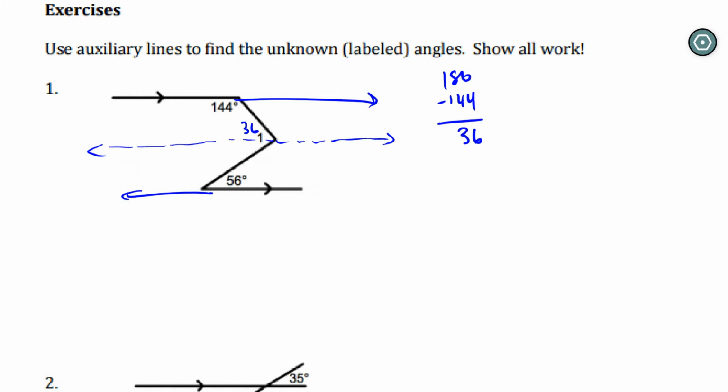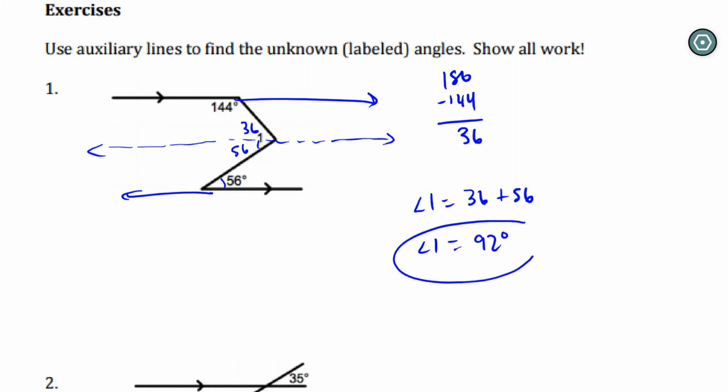If I look at the auxiliary line and the bottom parallel line, I see these two angles are alternate interior, so I know that this angle is 56. Therefore, angle 1 is 36 plus 56. That means that angle 1 is 92 degrees.